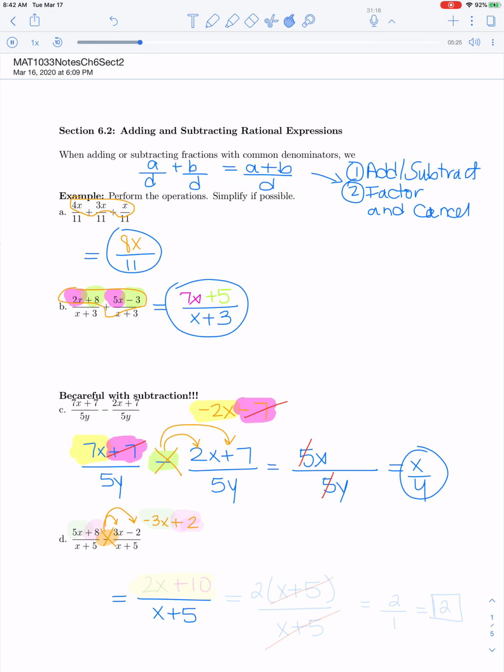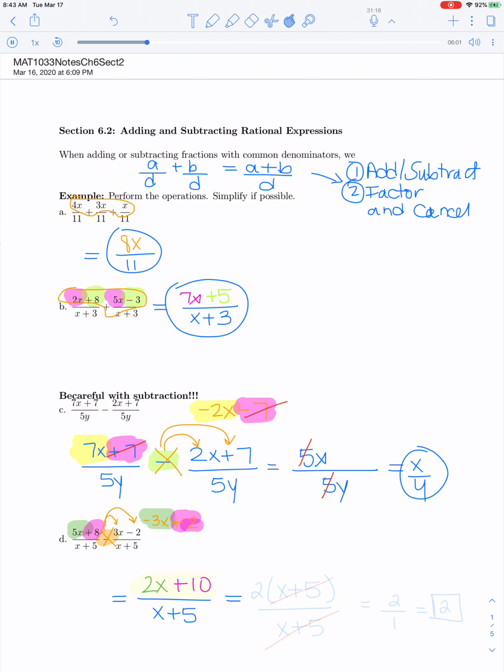All we have to do is add and subtract normally now. So we have a 5x and a negative 3x, which when added together will give us 2x. We also have an 8 and a 2, which when added together is going to leave us with 10. Again, this looks like we're done, but when you're adding or subtracting, we have to reduce at the end, which means we have to make sure everything has been factored and canceled.